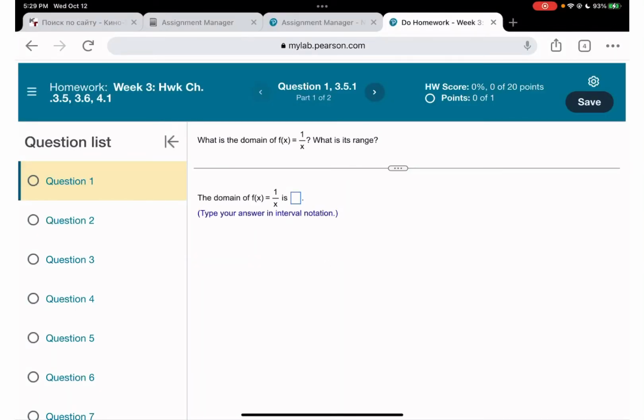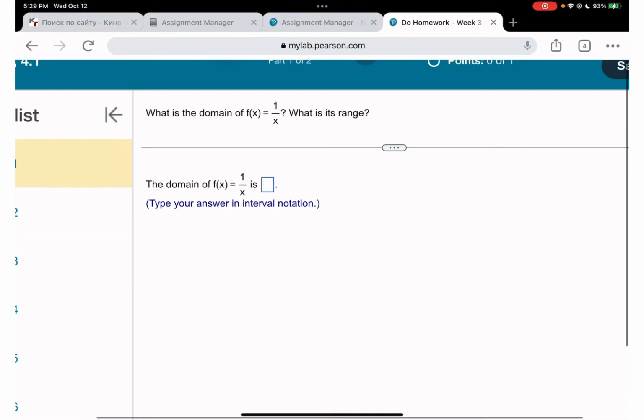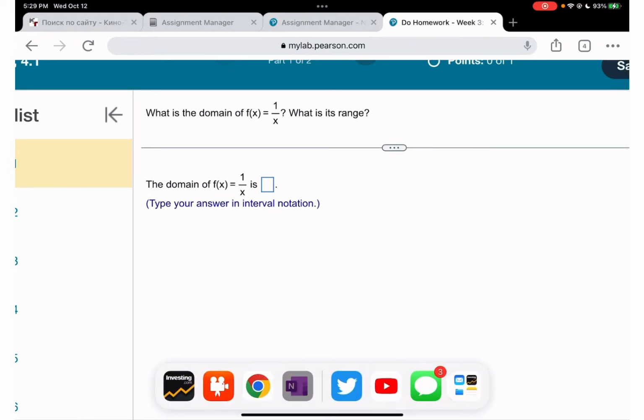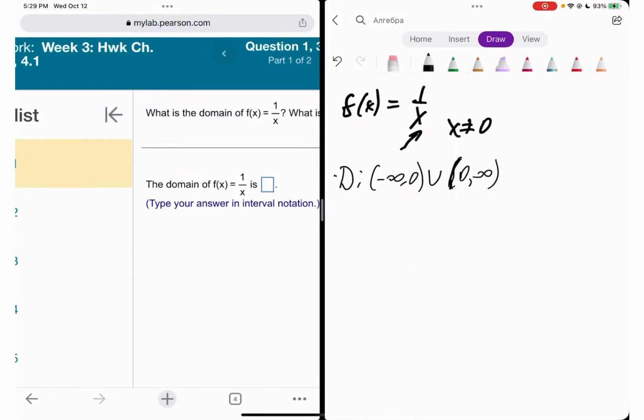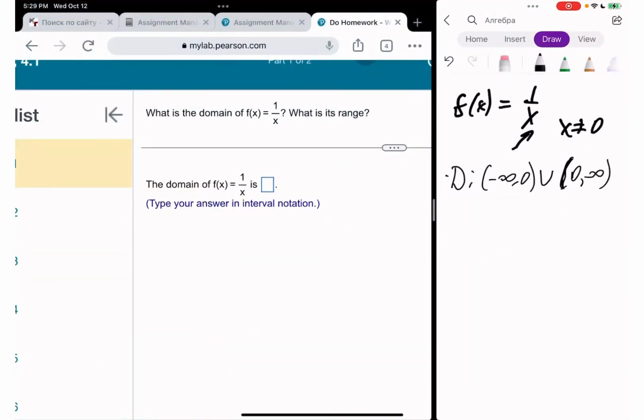Okay, we're doing chapter 3.5, 3.6, and 4.1. So what is the domain of 1 over x? The domain means the values x can be and cannot be. We know x cannot equal 0, because we cannot divide by 0, and accordingly the domain is going to be from negative infinity to positive infinity besides 0. So we write down negative infinity to 0 and 0 to positive infinity.